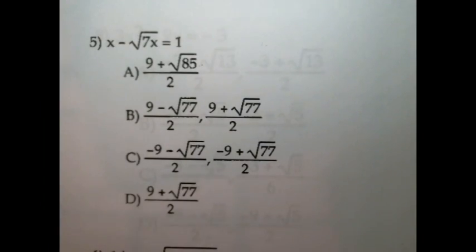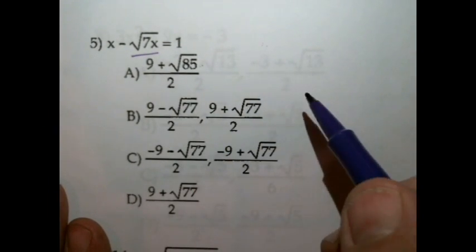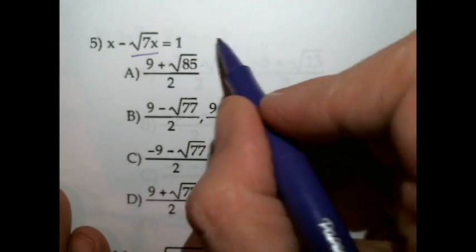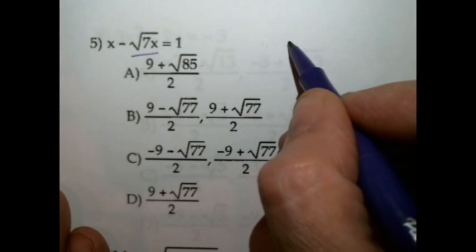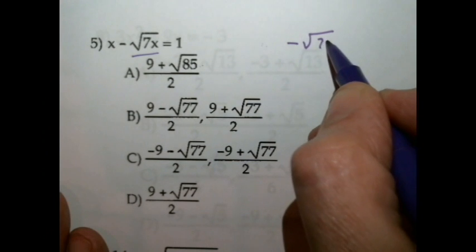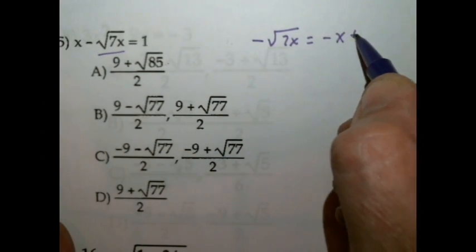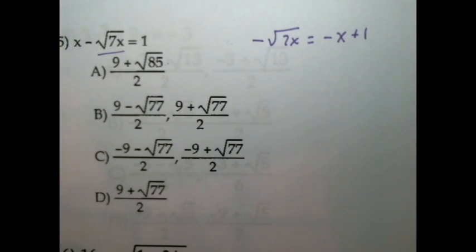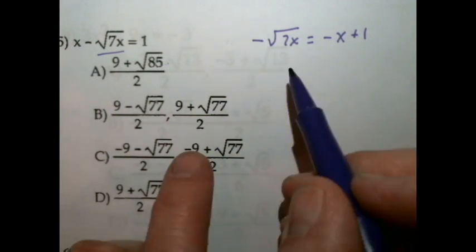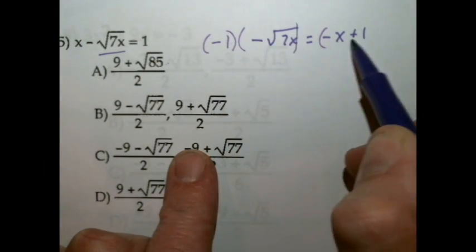Okay, here's number 5. It also is a radical equation, so we need to get the radical alone on one side of the equation. To do that, we're first going to start by subtracting x from both sides. So we're going to have negative square root of 7x equals negative x plus 1. I don't like having that negative in front, so to get rid of it, just to make me feel better, I'm going to multiply both sides by negative 1.